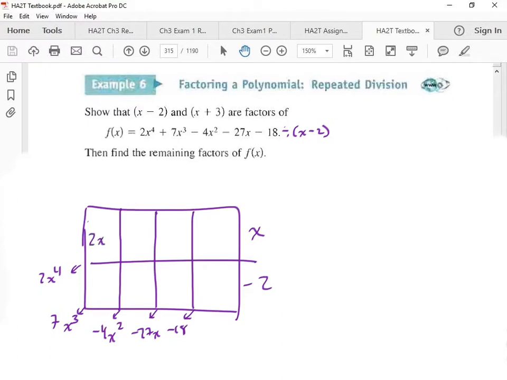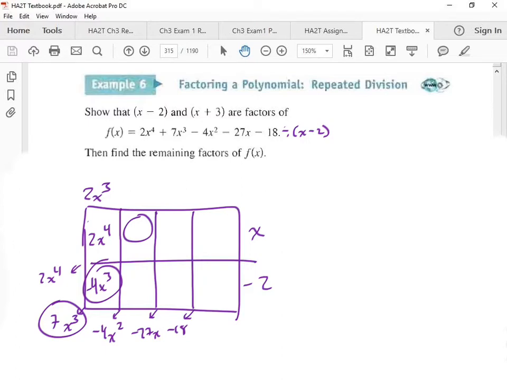I'm plugging in 2x to the 4th. That's the first one I do. The next one is going to be this number. So that number times x gives me this. So what number is it? It has to be 2x to the 3rd. Okay, so I get 2x to the 3rd. Now 2x to the 3rd times this would give me this number. What is that? That's right, negative 4x to the 3rd. And then I go, this number plus this number gives me that number. That's how we're going to get the next column.